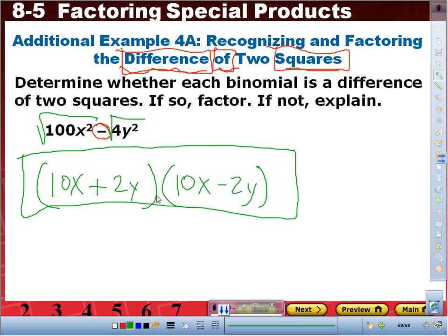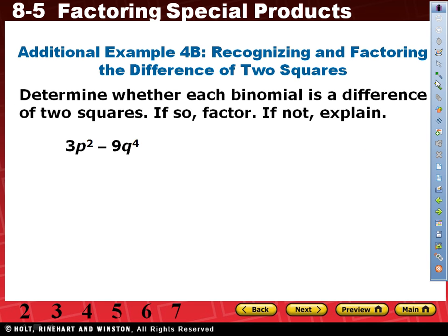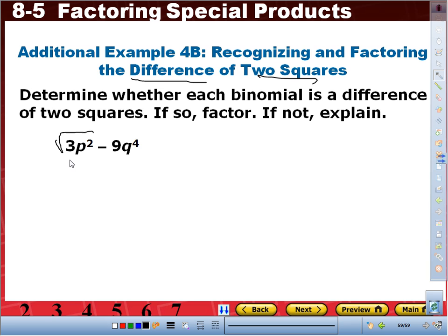Okay? All right, before you leave, last one, just pay attention. Here you go. Look at this one. You don't have to copy, just pay attention. Here it goes. 3p squared minus 3p to the fourth, q to the fourth. Square root of 3p squared. There isn't one, so therefore this is not a difference of squares because this is not a perfect square. That's all you have to write.